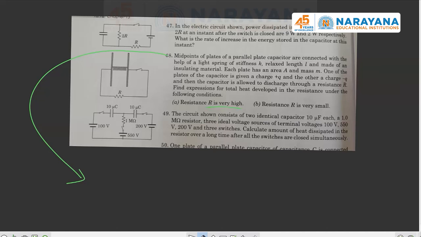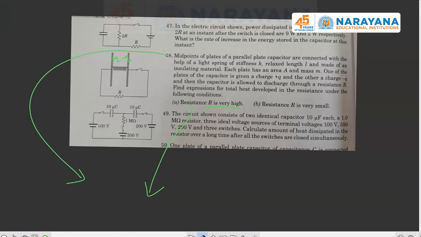Treat R to have a higher value, and you provide these two plates charges of plus Q and minus Q, right? And you leave them. Allow them to discharge through R. What is the total heat developed in the resistance is the first question.